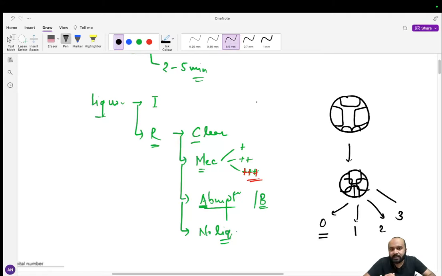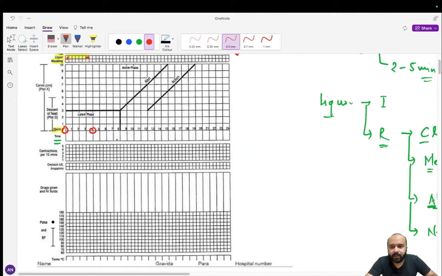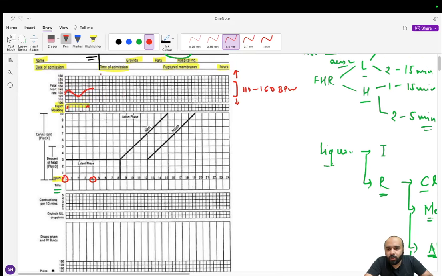Grade 3 molding is indicative of definite CPD, and the baby may not deliver and you may have to take the baby for cesarean section. Till grade 2, it is still okay. So these are the grades of molding, and that is what you have to write over here in your molding segment. What is the grade of your molding?